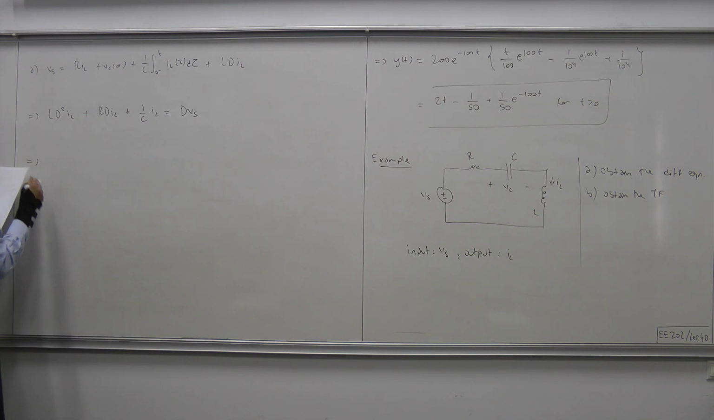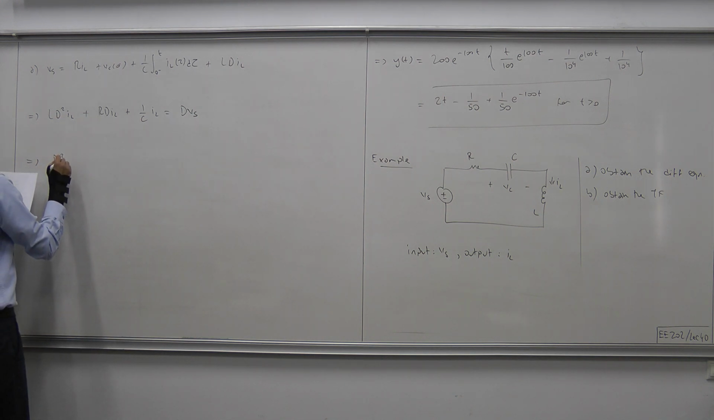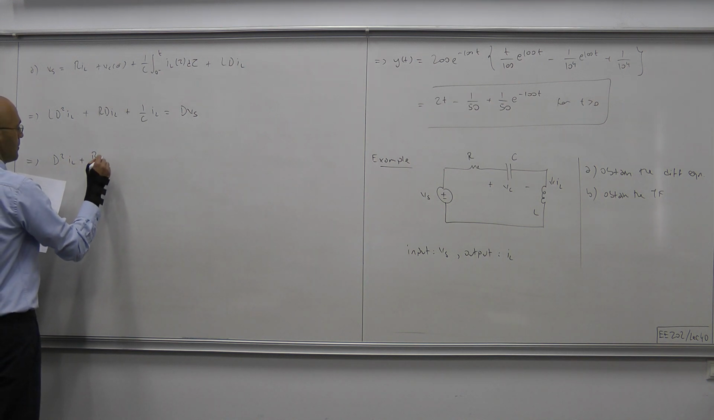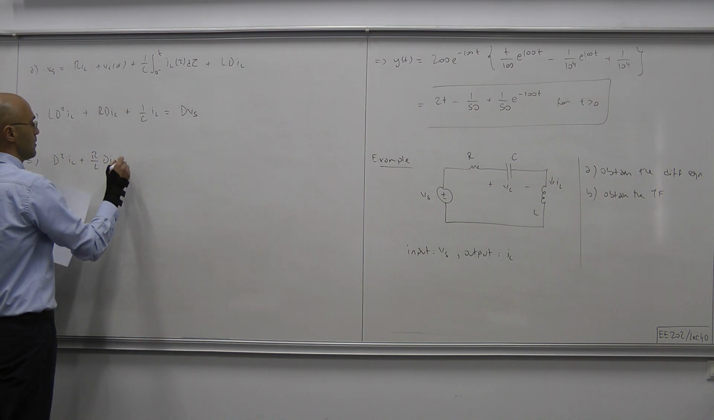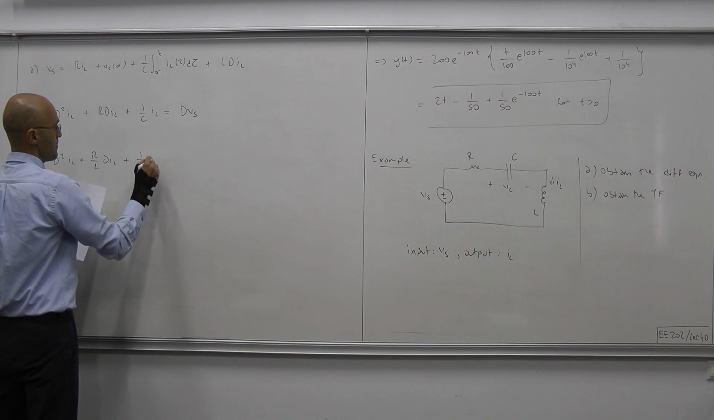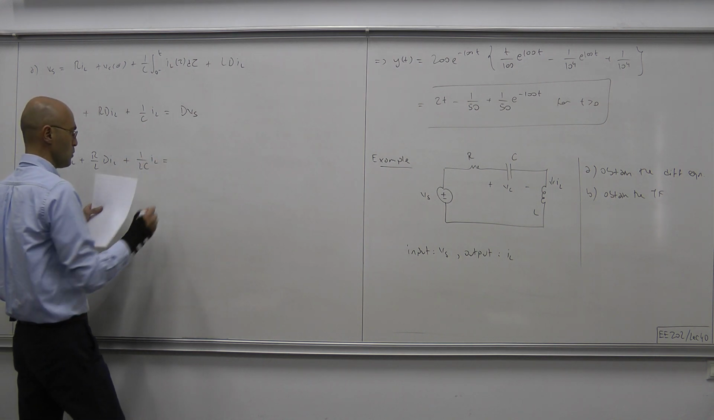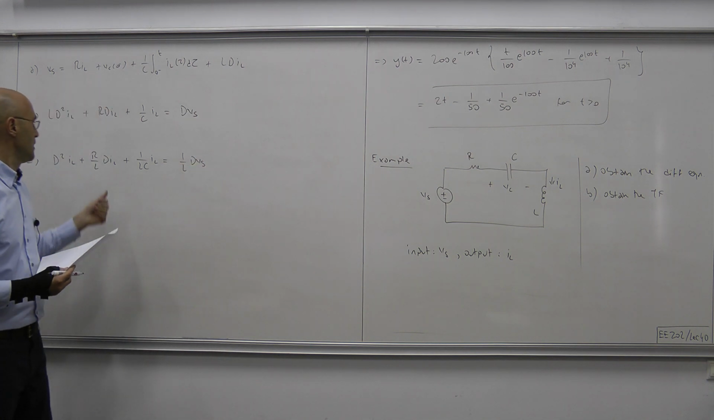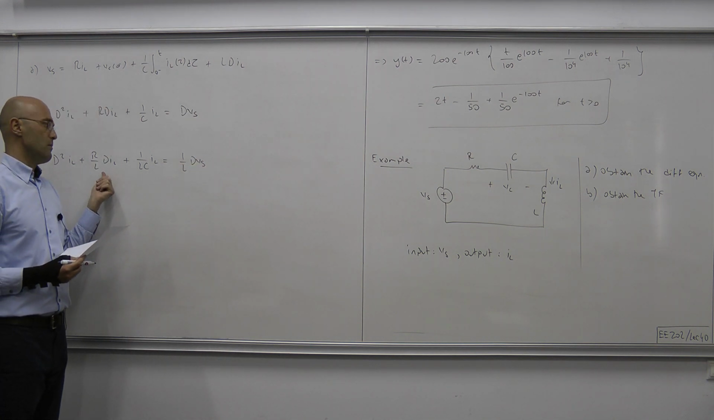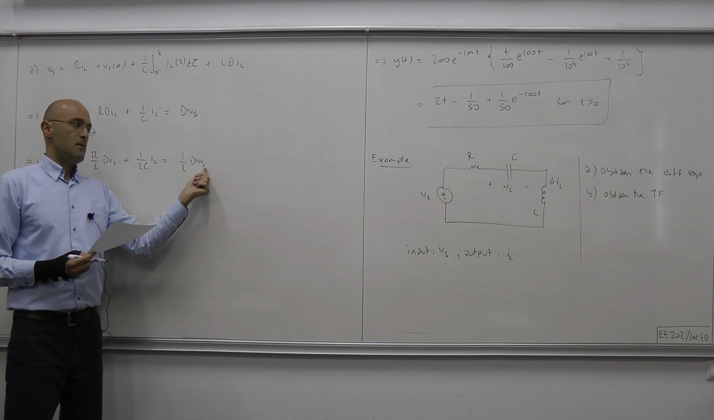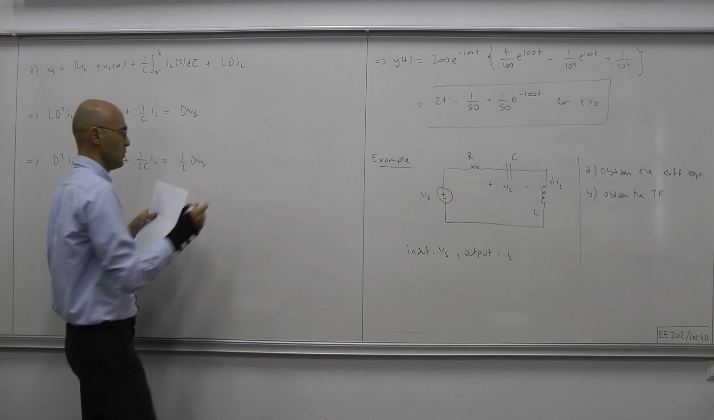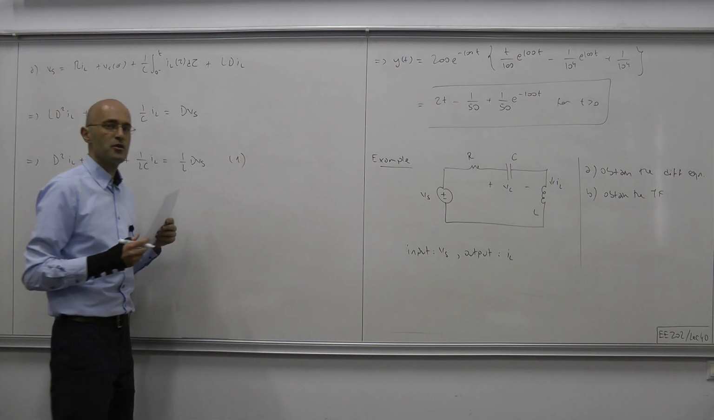That equals the derivative of the input, dVs. And then we can rewrite this equation as d square IL plus R over L dIL plus 1 over LC IL equals 1 over L dVs. So that's the differential equation describing the relation between input and the output, which is the inductor current. Let's call this equation 1.